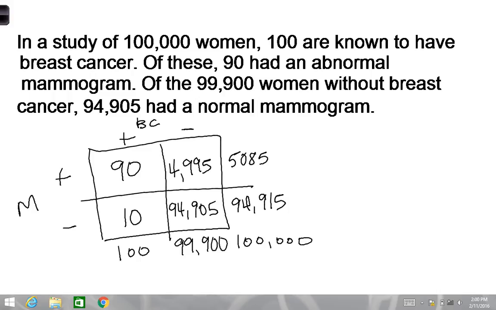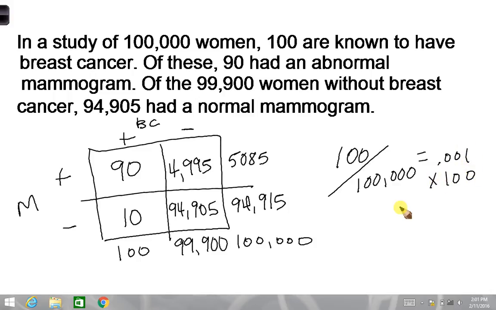So let's go ahead and calculate our prevalence first. Our prevalence formula is going to be 100 over 100,000. So these are prevalent cases, and this is the population. And that is going to give us 0.001, times that by 100, and the prevalence is 0.1%.